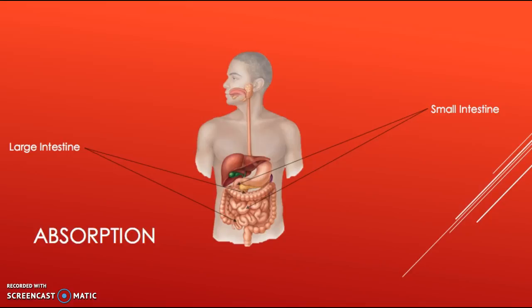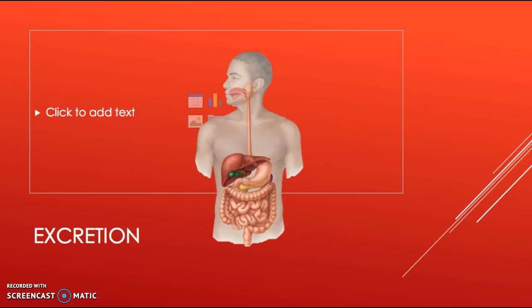Absorption ends and excretion begins when the chyme goes through the cecum from the small intestine to the large intestine. The large intestine absorbs all of the water and therefore leaves a solid, just a solid part of the bad toxins.